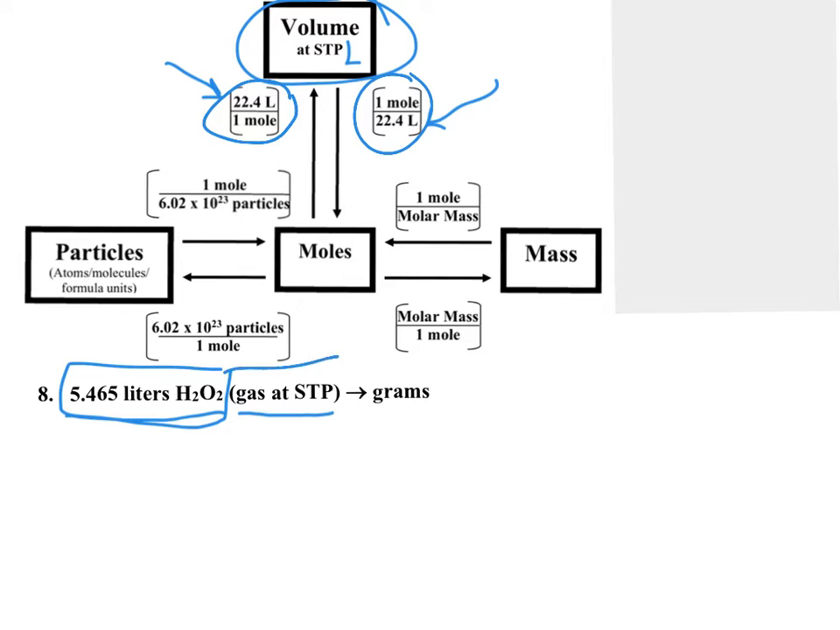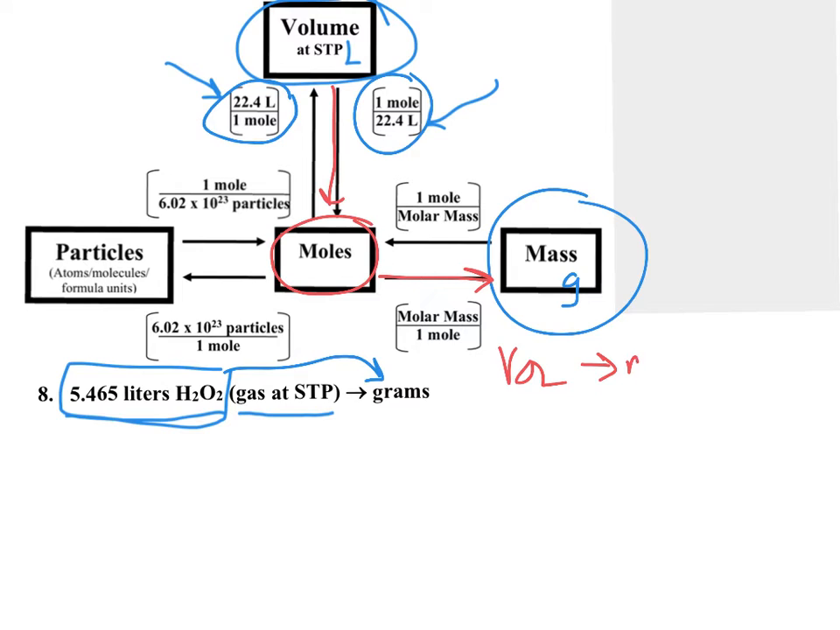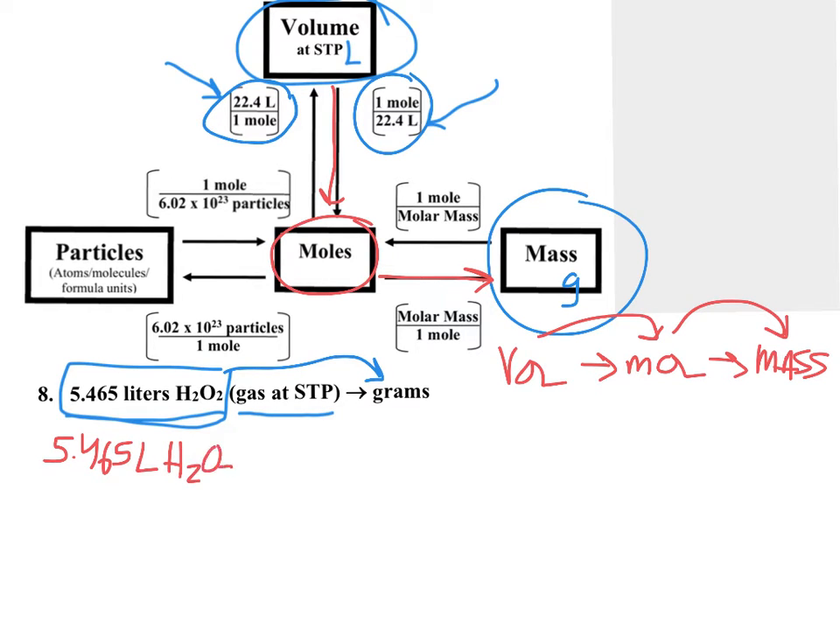We're going to go from liters to grams. To get to grams, we know we have to end in mass island. If I'm going to take this path, I have to first stop at mole island and then go to mass island. So that's going to be 2 steps: I'm going to go from volume island to mole island over to mass island. So let's do it. As always, we're going to write out what we're given first, which is liters of hydrogen peroxide.